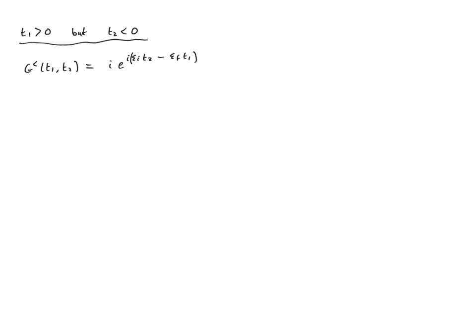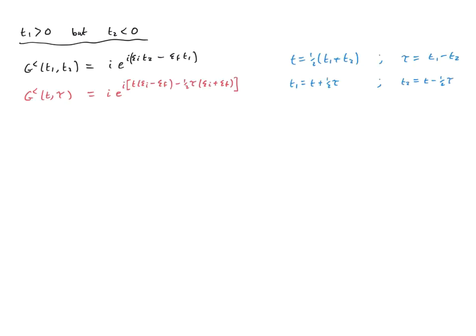Much more interesting is the case when t1 is greater than 0 and t2 is less than 0, in which case we can define a lesser Green's function of our two times, t1 and t2, which we worked out earlier as this thing. Let's now convert this to t and tau. We can write g lesser of t and tau as i e to the i t (epsilon_i minus epsilon_f) minus a half tau (epsilon_i plus epsilon_f). When we perform the Laplace transformation of this, we obtain g lesser of t and z in the following form.